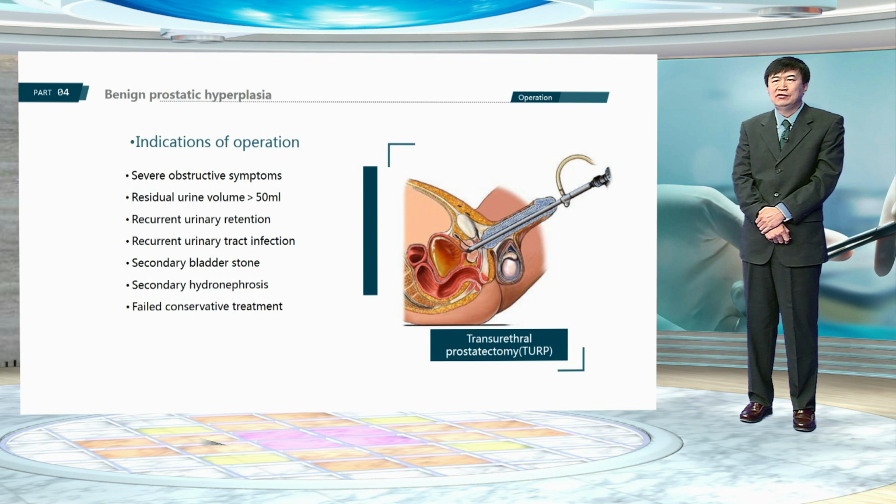The indications for operation include severe obstructive symptoms, residual urine volume over 50 milliliters, recurrent urinary retention, recurrent urinary tract infection, secondary bladder stone, secondary hydronephrosis, and failed conservative treatment.